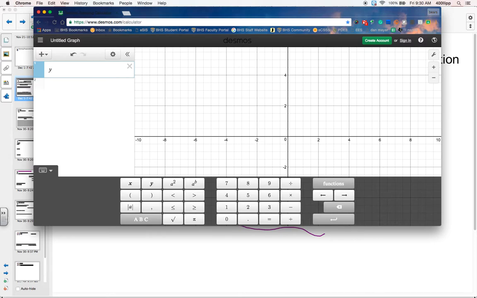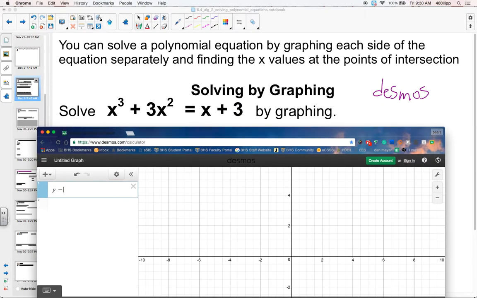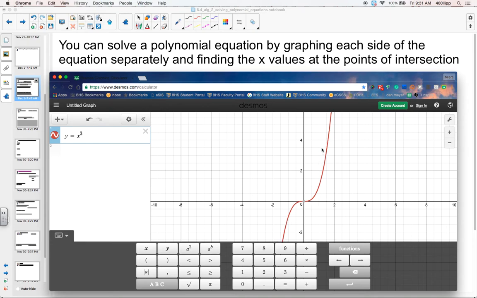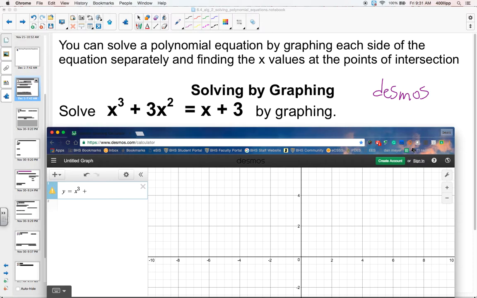Okay, so we're going to type in that first one here. So we have y is equal to x, and I'm just going to use the caret, which is just a shift number 6, cubed. As it goes, it's pretty neat that it graphs it for us. So this is what x cubed looks like. Okay, and then we'll continue on. So plus 3x caret squared, and then use your arrow to get out of the exponent. That's my first graph, so that's what that one will look like.